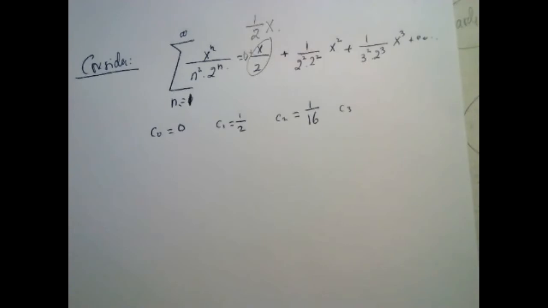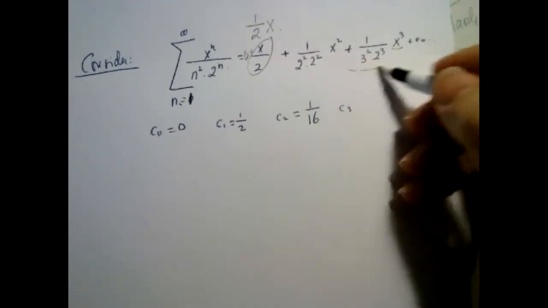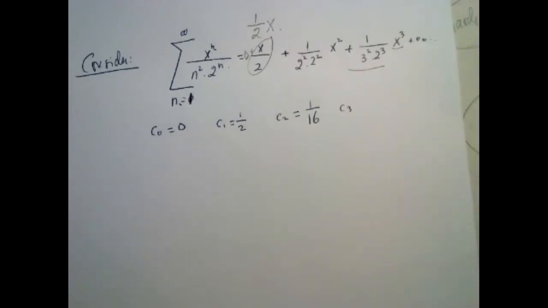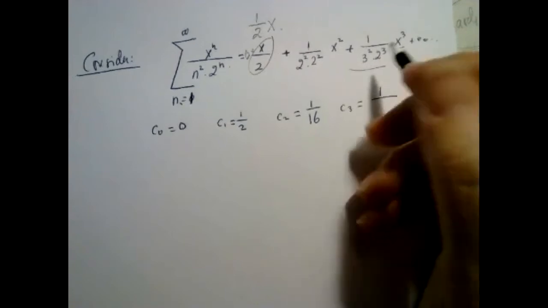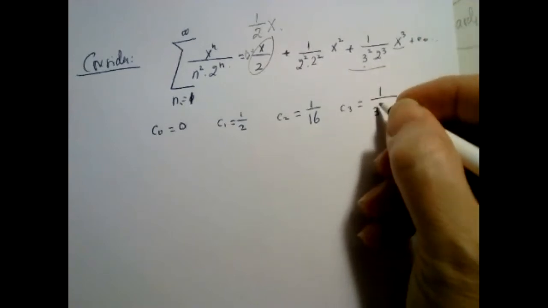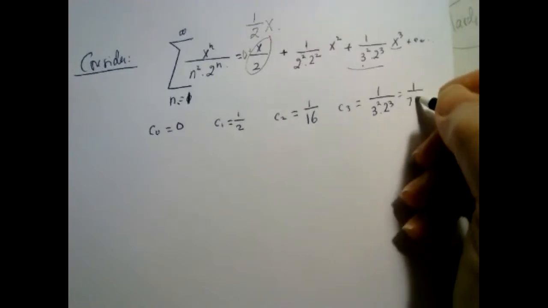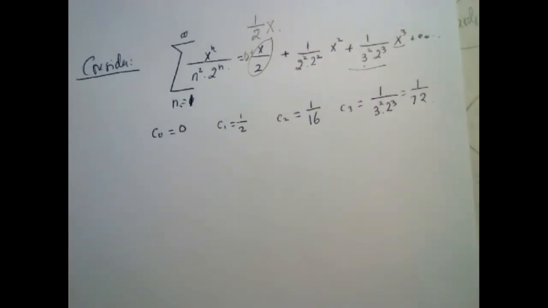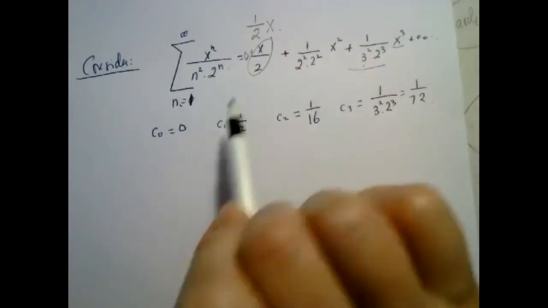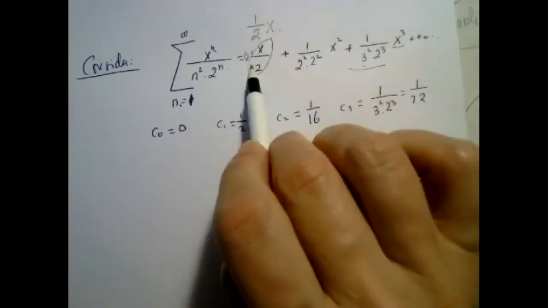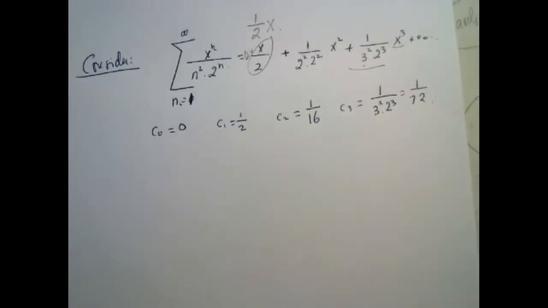What's C3? It means what's x cubed multiplied by? That's what we call C3, the coefficient of the series. So this is going to be 1 over 3 squared times 2 to the power 3, which is 1 over 72. So that's what we mean by C0, C1, C2. C0 is the constant term in this power series. C1 is what x is multiplied by, which is a half. C2 is for x squared, C3 is for x cubed, and so on and so forth.